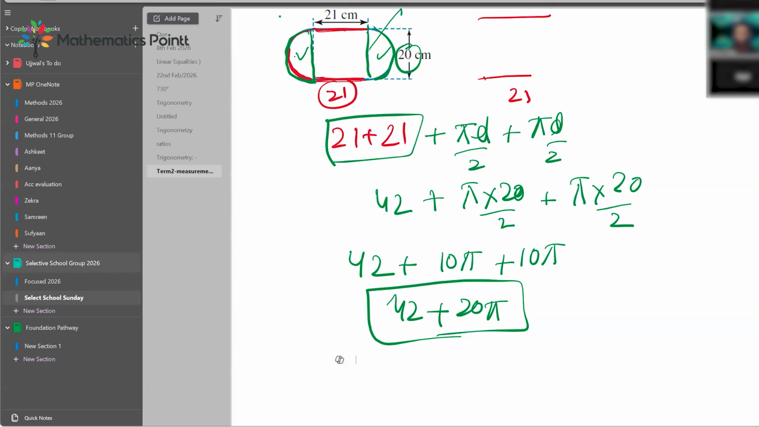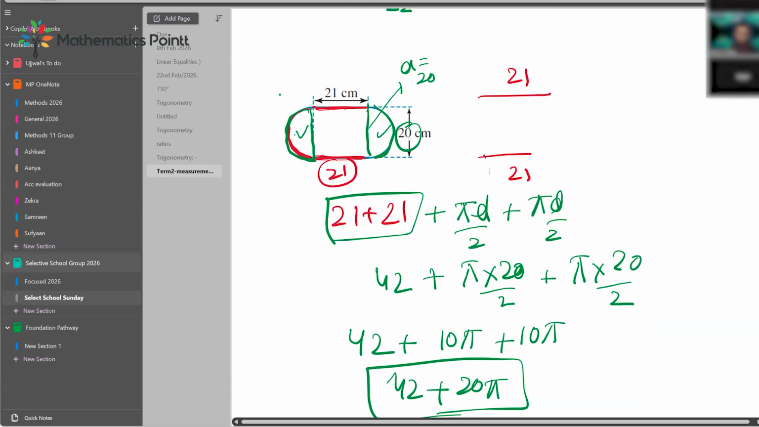Now, Arav has asked me, how is diameter 20? Look at this, Arav. Let's look at the question again. This is the diameter of the semicircle, right? Let's change the color again. Right? This is the diameter of the circle, which is 20, right? All right, cool.